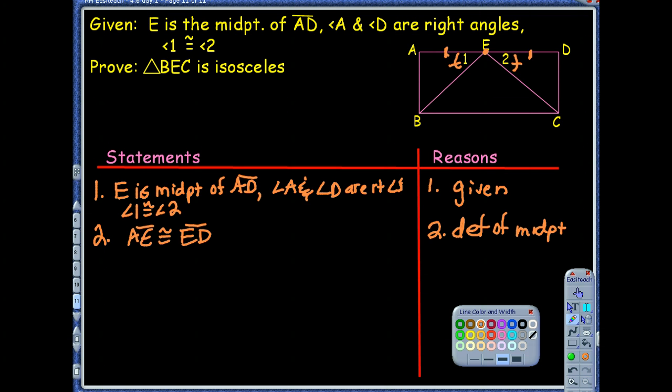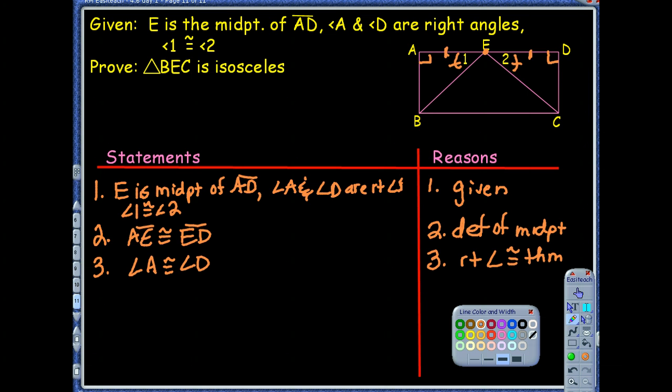Now they also tell us that angle A and angle D are right angles. They're not even telling me it's perpendicular; they give it to me that they're right angles. That is nice. And the right angle congruence theorem tells us that means they are congruent. So angle A is congruent to angle D, right angle congruence theorem.